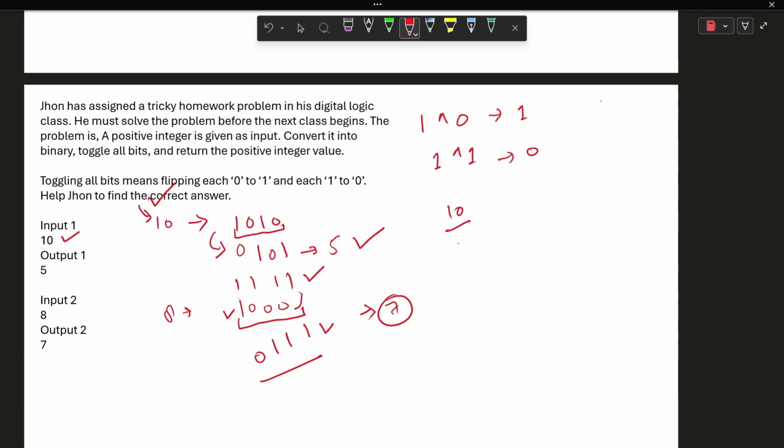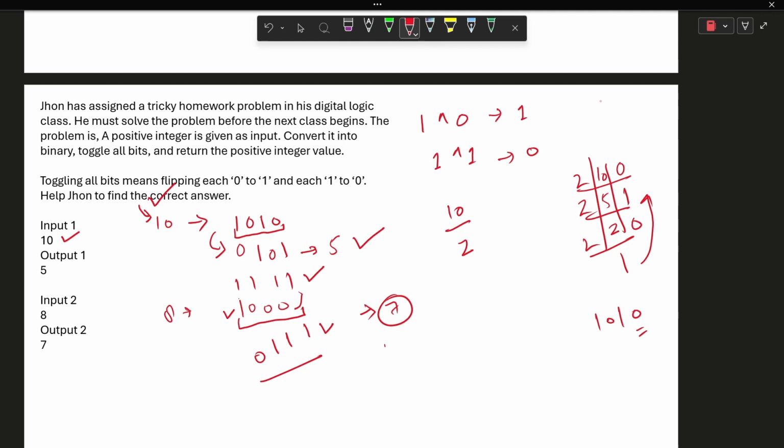If we divide 10 by 2, actually we are finding the bits by dividing by 2. Like 2 5s are 10, remainder 0. 2 2s are 4, remainder 1. 2 1s are 2, remainder 0. What does it become? 1010. We can easily get it by dividing the number by 2.